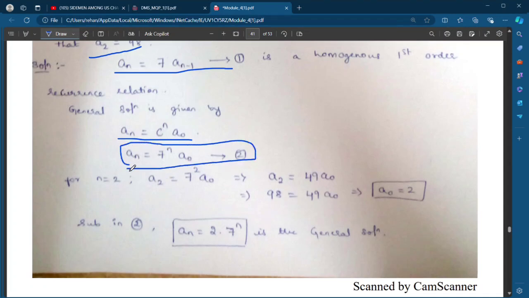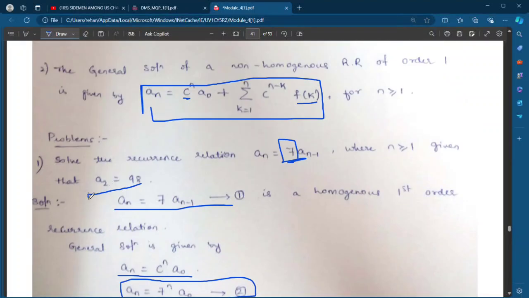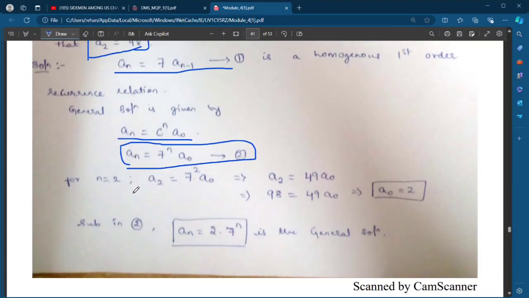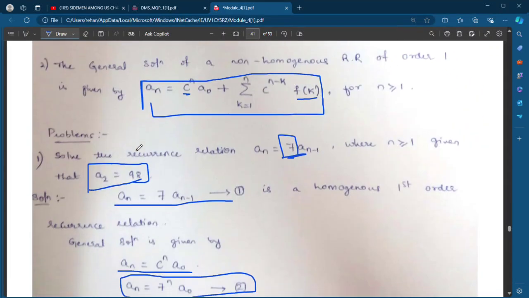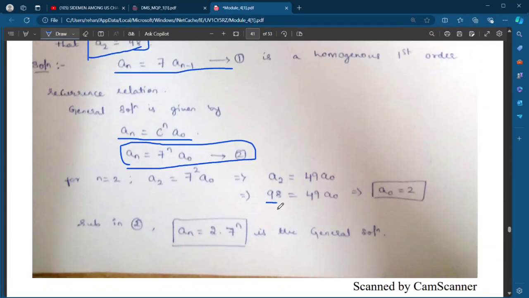Now I'll take the value of n = 2, because in the question they have given a_2 = 98. So if I take n as 2, a_2 = 7^2 a_0. I substitute the a_2 value, which is 98. So 98 = 49 a_0, since 7 squared is 49. So a_0 = 98 by 49, which is nothing but 2. So I got a_0 as 2.